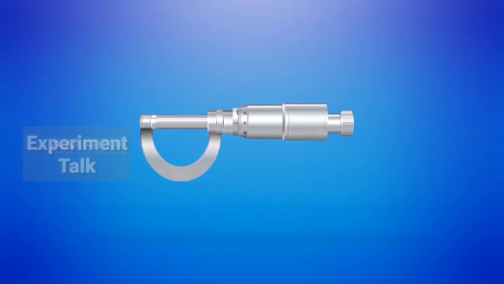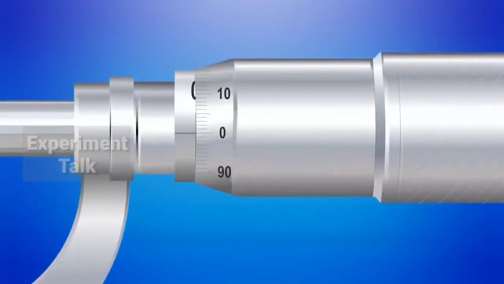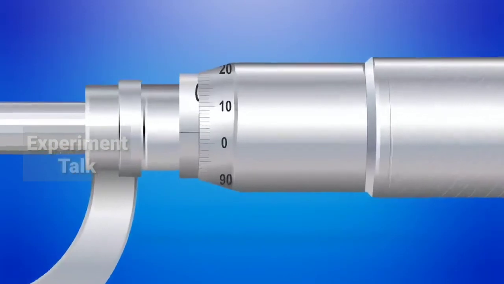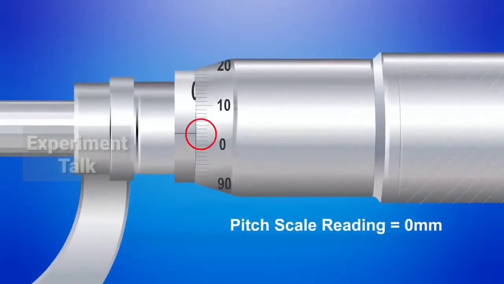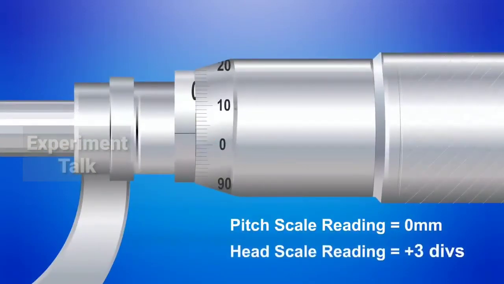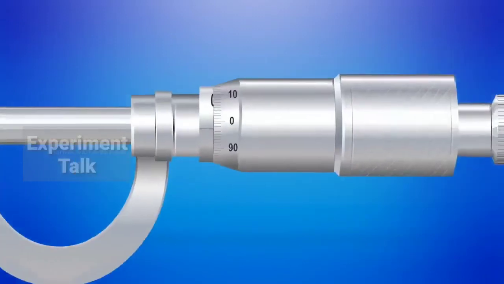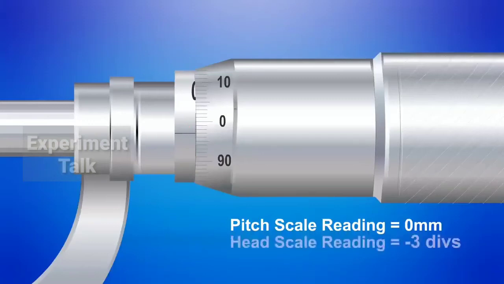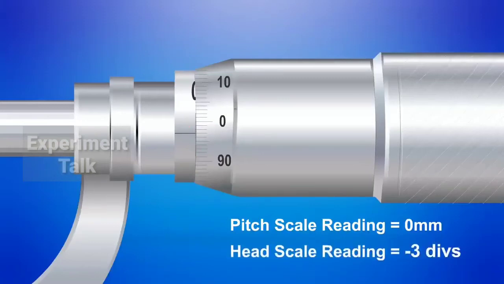Now, check for the zero error. Zero error is 0 if the 0 of the pitch scale coincides with the 0 of the head scale. Error is positive if it coincides with the numbers above the 0 of the head scale. Error is negative if it coincides with the number below the 0 of the head scale.